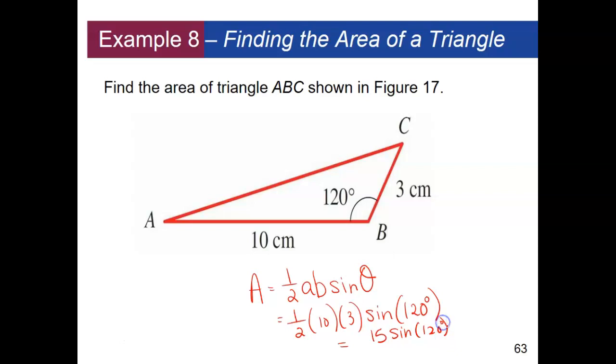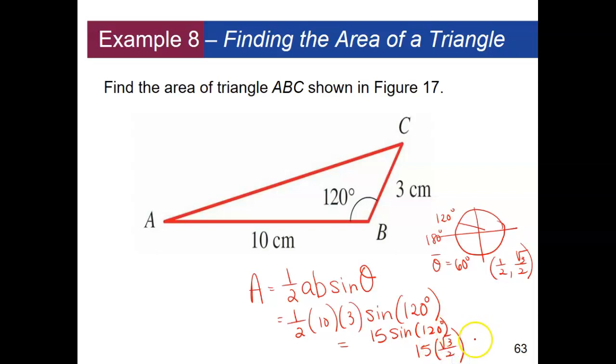If you go back to your unit circle, you're going to see that 120 is in the second quadrant. So our reference angle is 60 degrees, or pi over 3, whichever way you want to think of it. So the coordinates there would be 1/2 and square root of 3 over 2. So I'm looking for the sine, so that's the second coordinate. So I'm going to have 15 times the square root of 3 over 2 as my answer. So if it asks you for an approximation and you put this in your calculator, then that's approximately 13 centimeters squared.